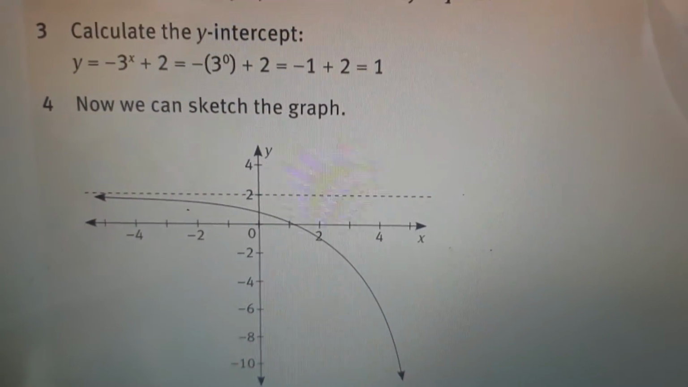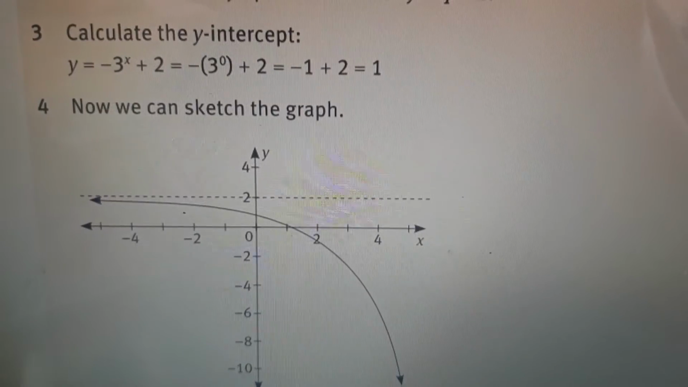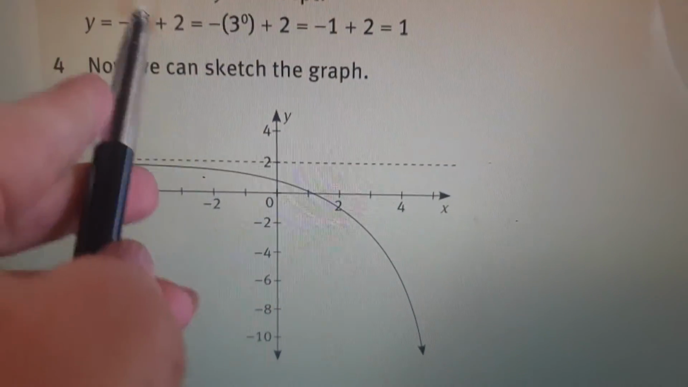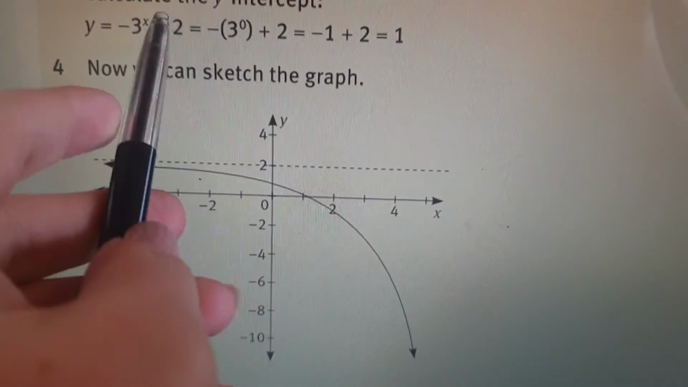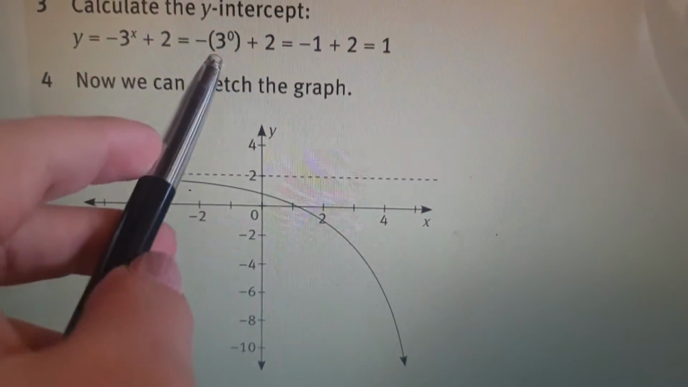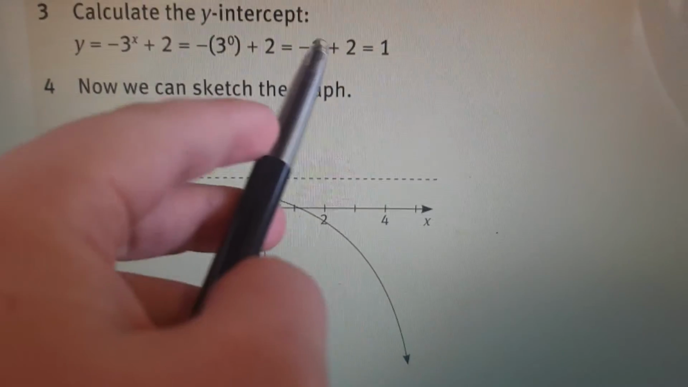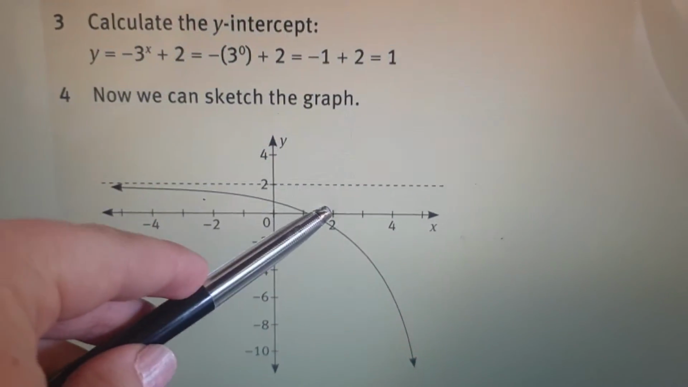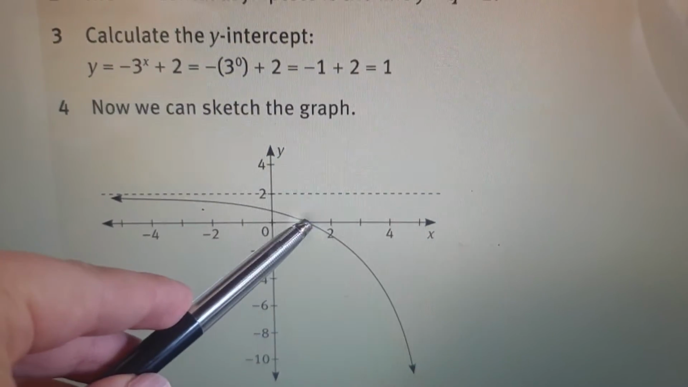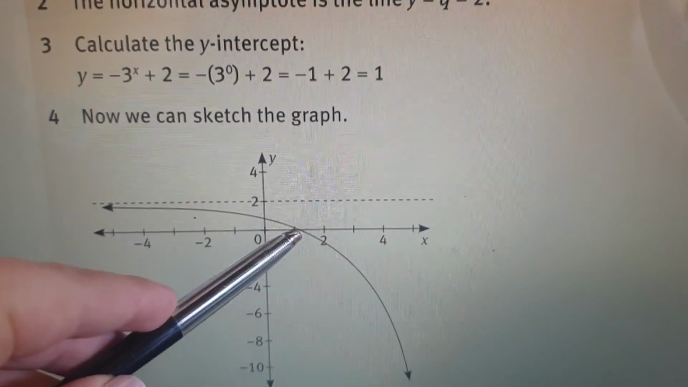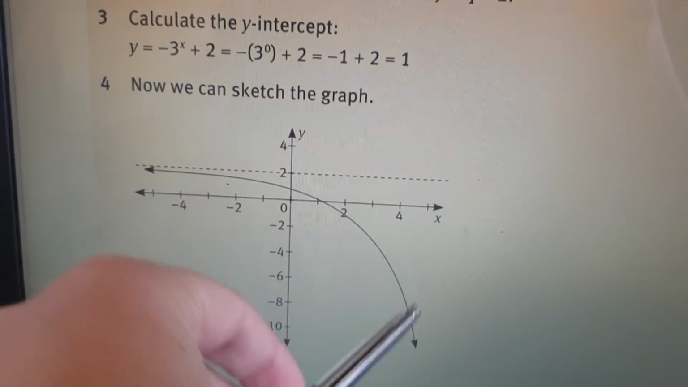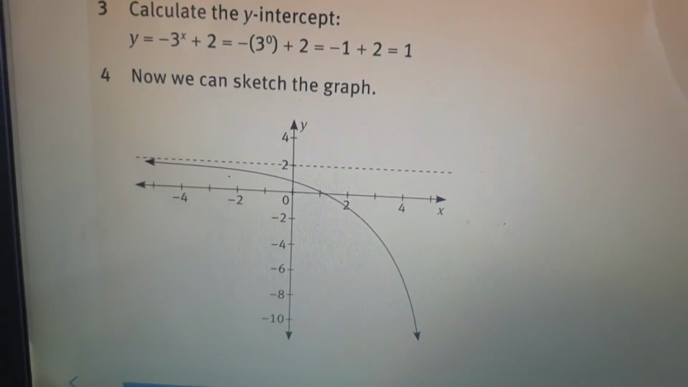Now we're going to say the value of y when x is 0, okay? So we have 3 to the power of 0 is 1, minus 1 plus 2 is 1. So we know it's going to go through the y-axis at 1. So we know this is the dot, and we know our asymptote, and we already know the shape. So we can just draw our graph.